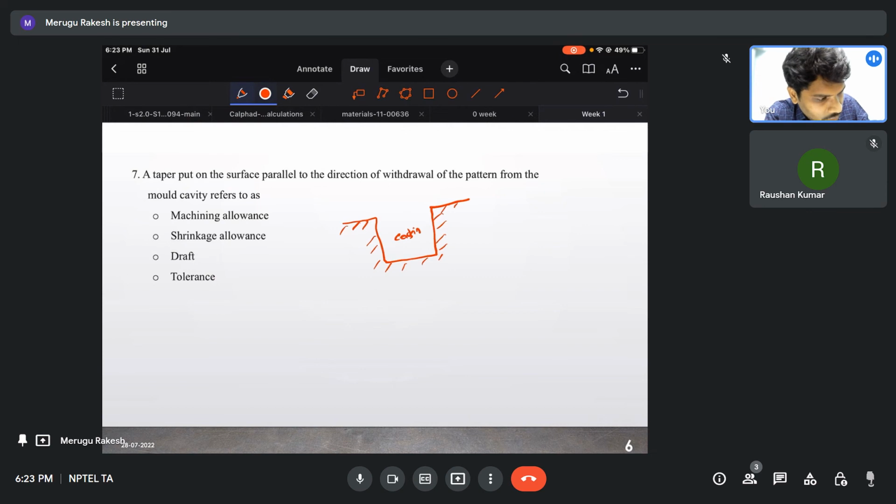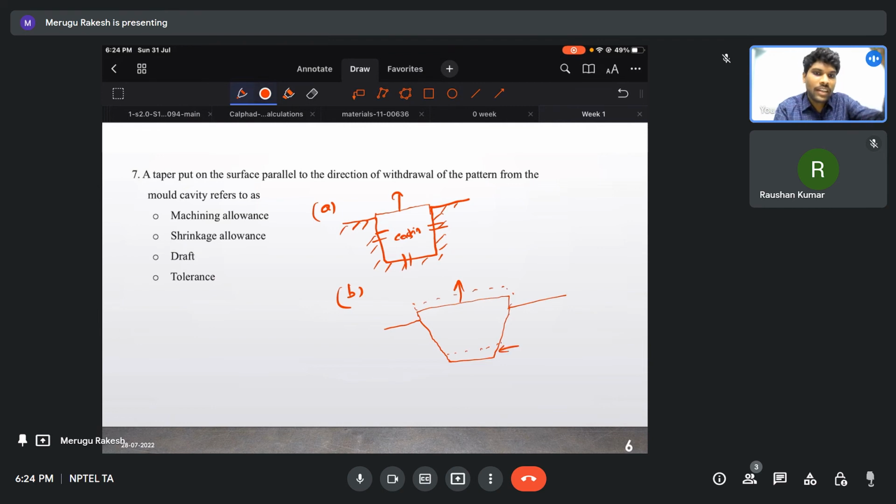So what happens if you have a pattern like this, if you want to remove these things, even a small disturbance while removing will damage the sides of the casting. So to avoid that, we will give some small taper for the pattern to remove. So now it will be easy while removing. It will be very easy. Even if there is a small difference, it will not much affect the casting sides. So that's why we'll give some small taper.